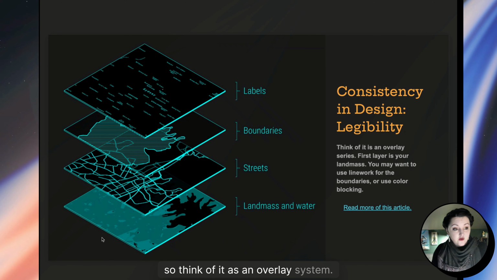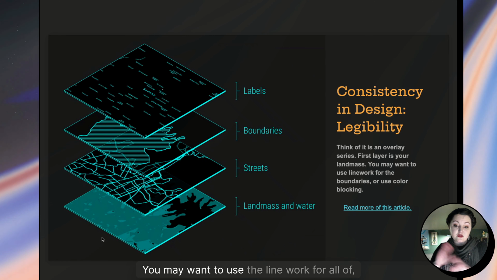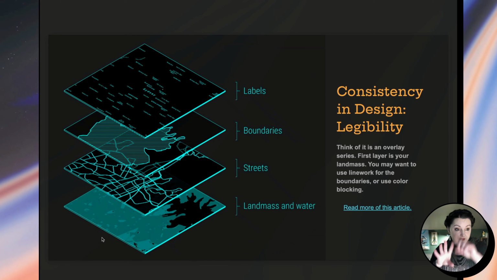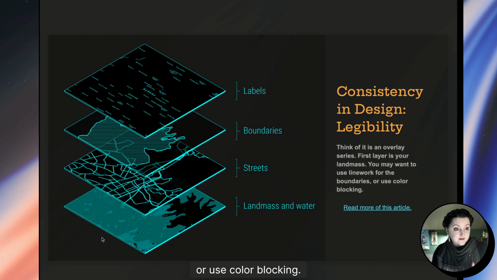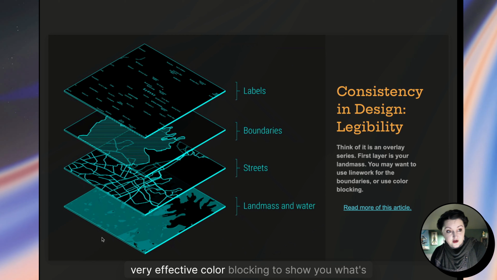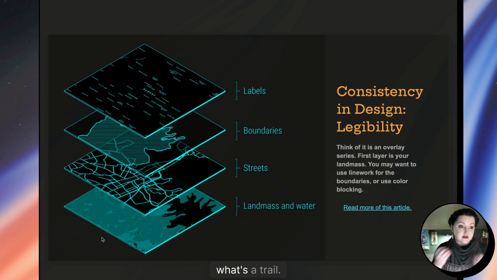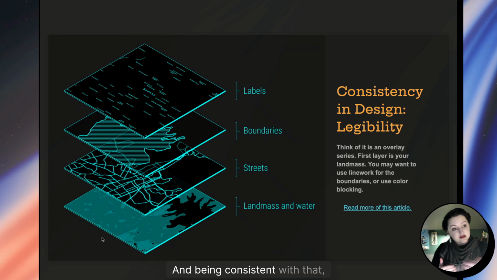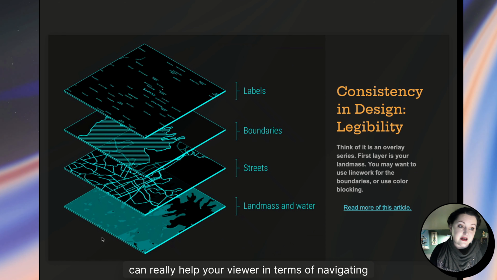So think of it as an overlay system. The first layer is your landmass. You may want to use line work for the boundaries of where it is you're working, or use color blocking. Some of our examples that we showed before have very effective color blocking to show you what's land, what's a group of trees, what's a trail, and being consistent with that can really help your viewer in terms of navigating your map.